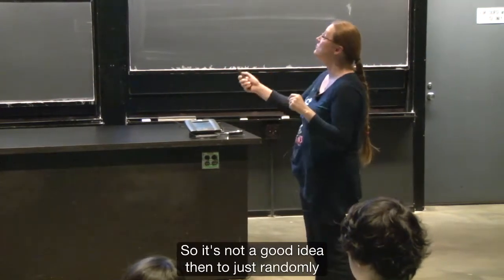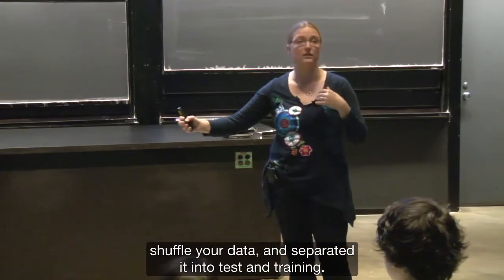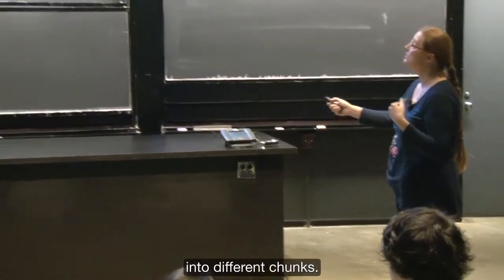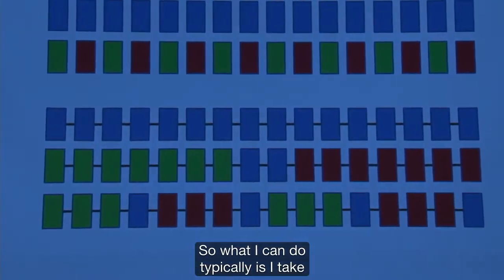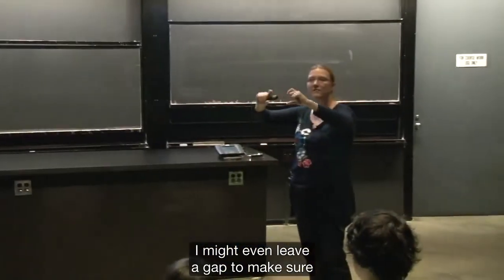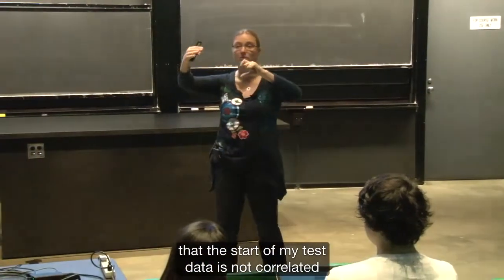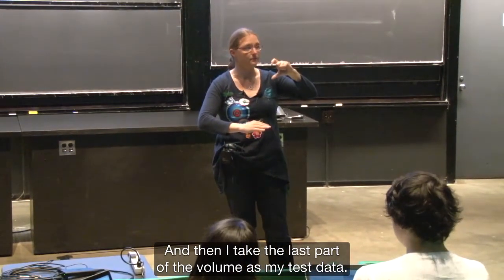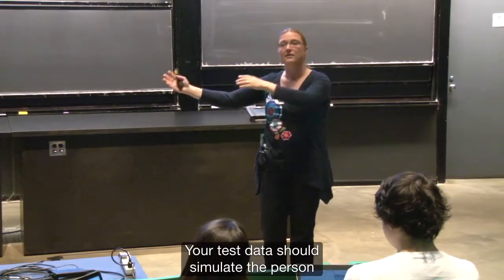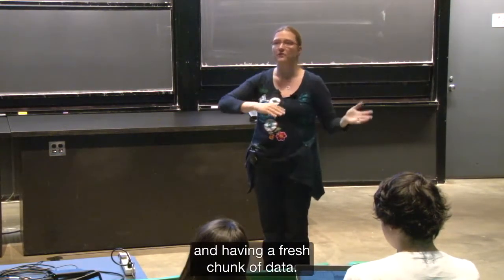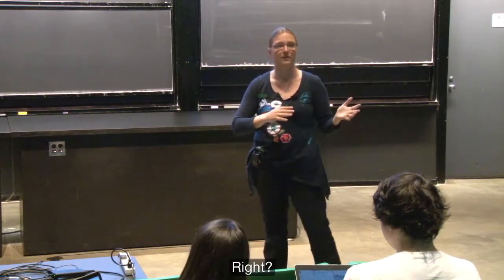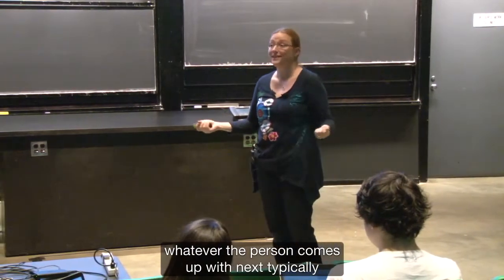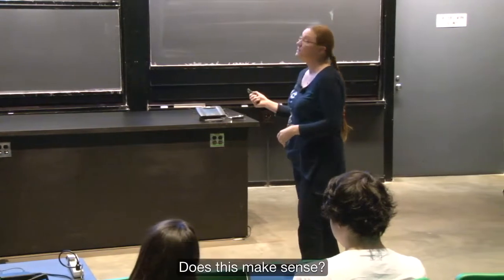So it's not a good idea then to just randomly shuffle your data and separate it into test and training. What you need to do then is separate these into different chunks. So what I can do typically is take the first part of the volume, then I might even leave a gap to make sure that the start of my test data is not correlated with my training data, and then I take the last part of the volume as my test data. Your test data should simulate the person who provides your data coming to you and having a fresh chunk of data, right? And if your test and training data are correlated, whatever the person comes up with next typically is not correlated to what you got before. Does this make sense? Any questions?